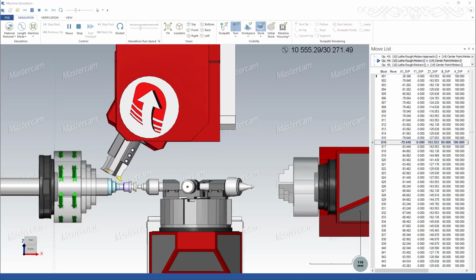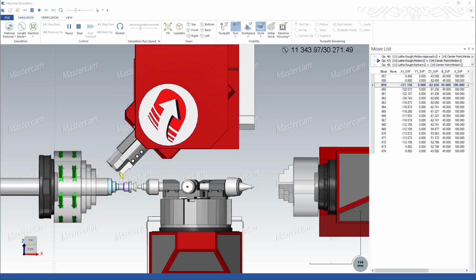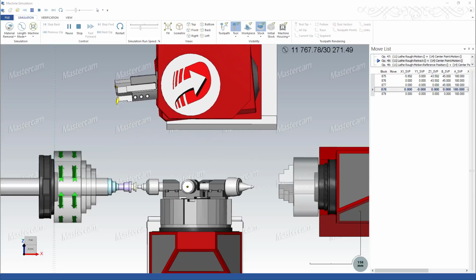These new locators are fully utilized in collision detection, including all tools mounted in the locator, regardless of which tool is currently cutting.